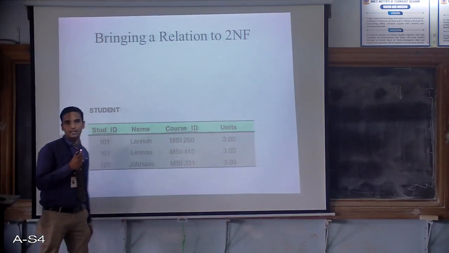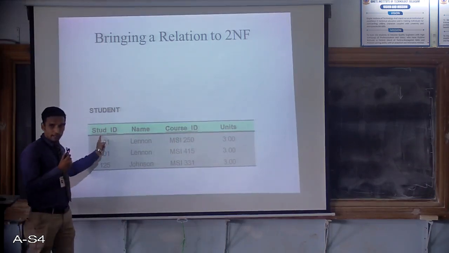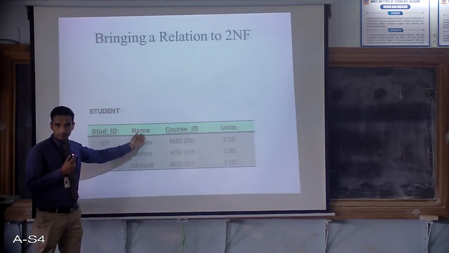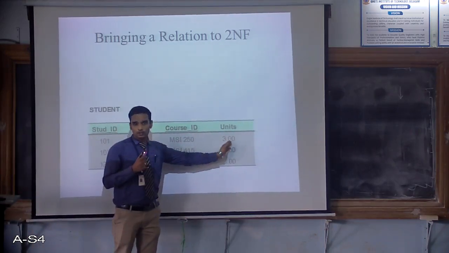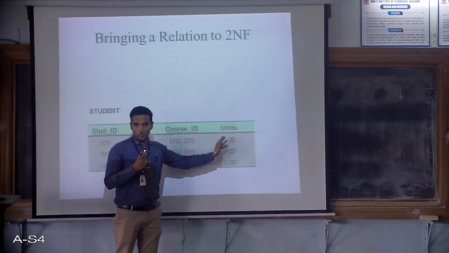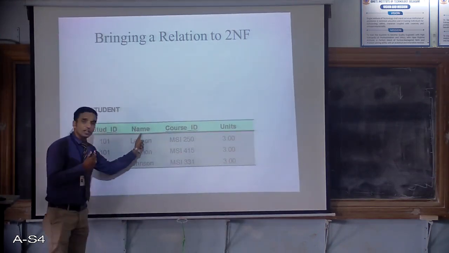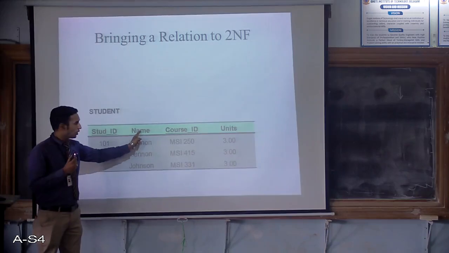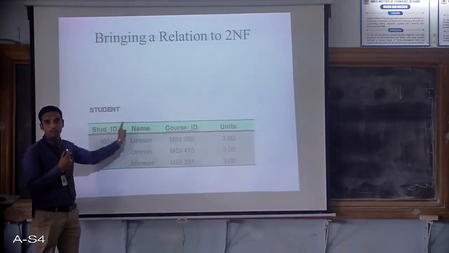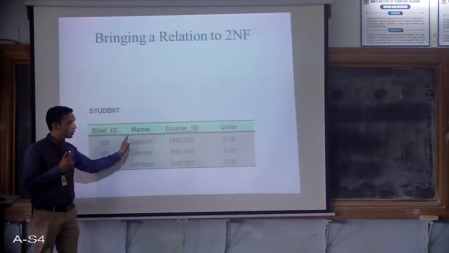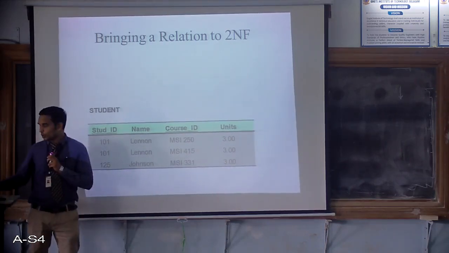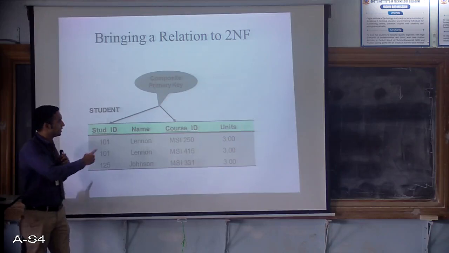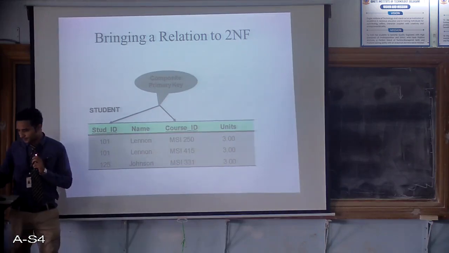But what is happening here is, with student ID I can tell your name. With course ID I can tell how many units it is, credits or units, right? So what is happening here is the non-key attribute is dependent on only part of the key and not the entire key. If such a scenario occurs, then we can say that this relation is not in 2NF. Now look at this. This is the composite key.